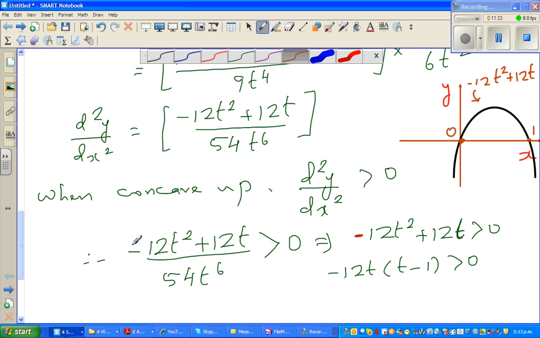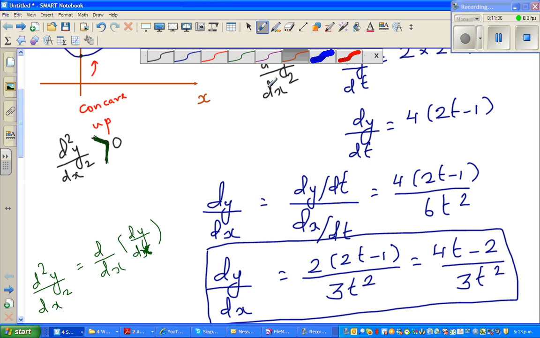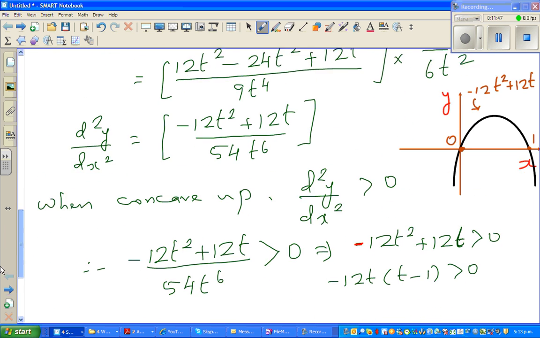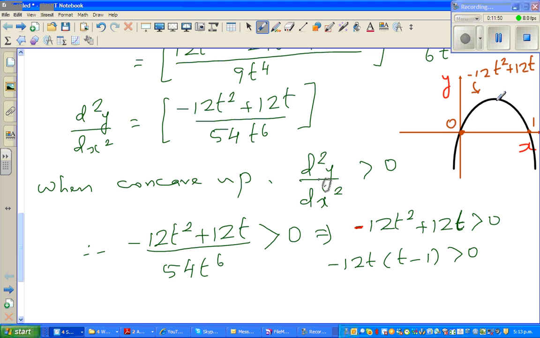Now, to answer the question: when is this graph concave up? We say when it is concave up, it is greater than 0. So ultimately we come here, when is this greater than 0? This is not your x. You can say this is your 1, and this is your y-axis, or this is your t. So at what time is your function greater than 0? We can say it's greater than 0 when t is between 0 and 1. Therefore, t should be between 0 and 1.